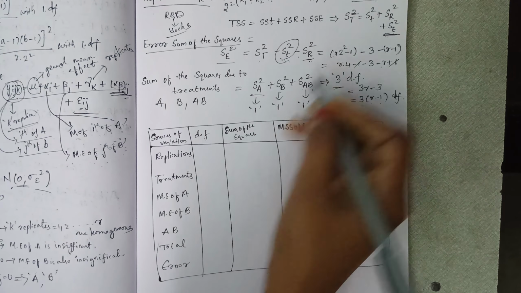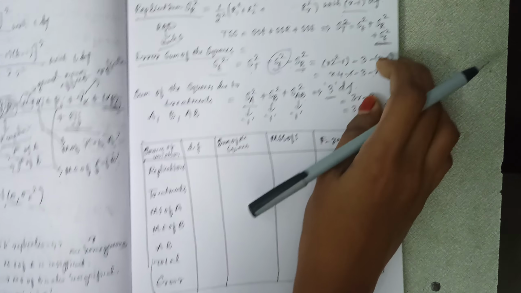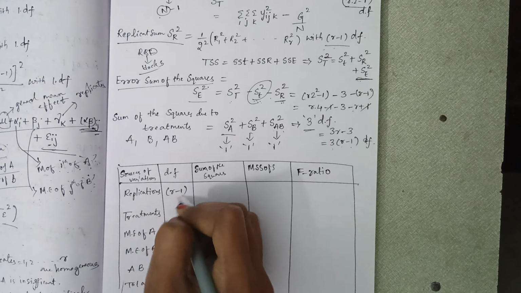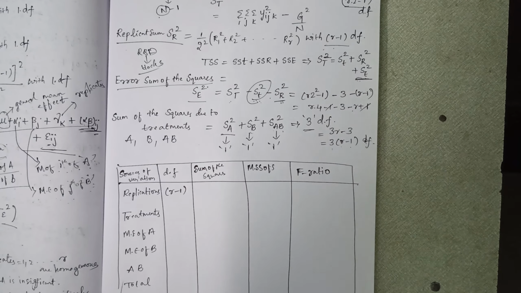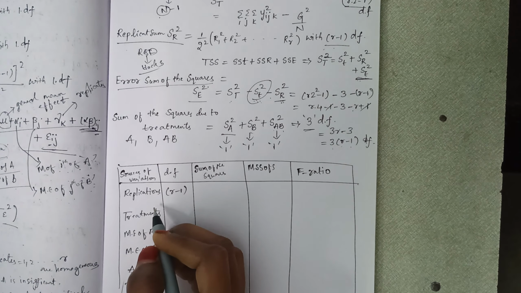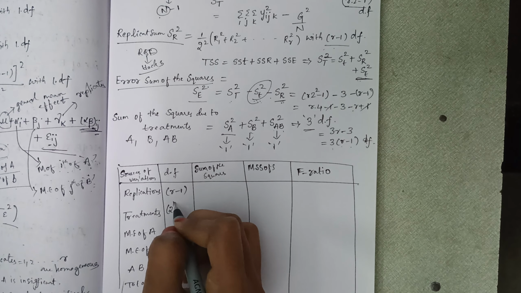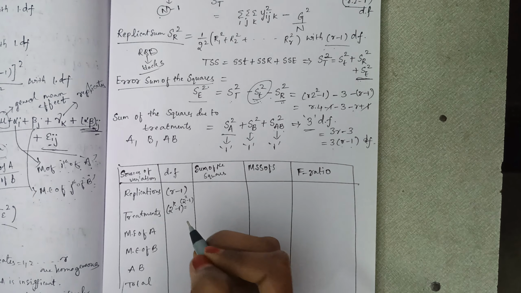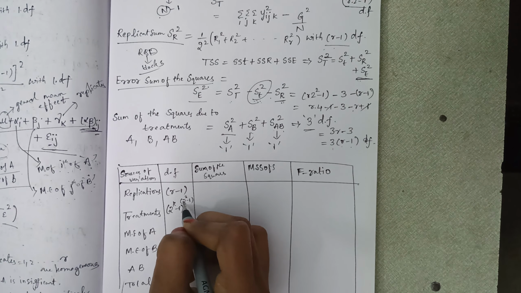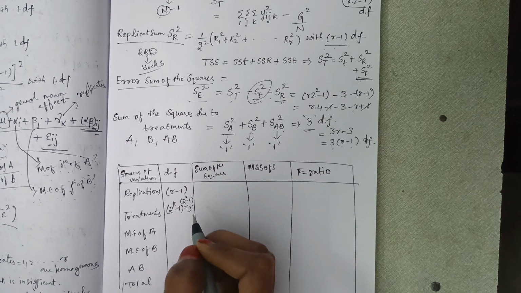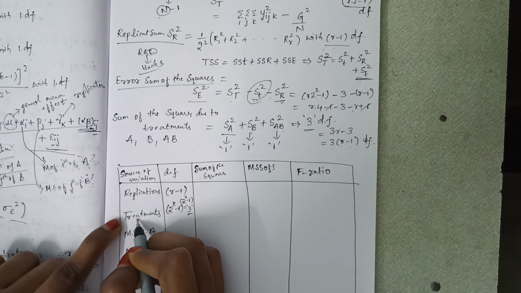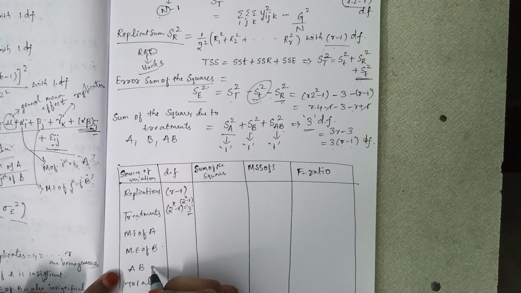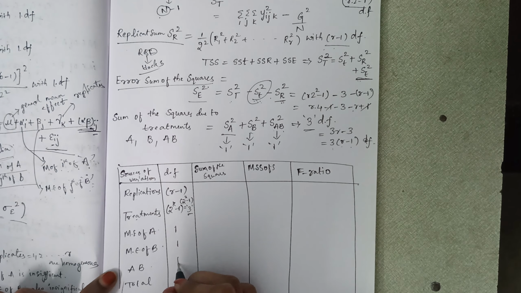And replications have r minus 1 degrees of freedom, and the treatments have 2 power k minus 1, which is nothing but 2 square minus 1, that is 4 minus 1, which equals 3. These 3 degrees of freedom of treatments are distributed equally to the main effect of A, main effect of B, and interaction effect of AB. So we get 1, 1 and 1 here, okay?